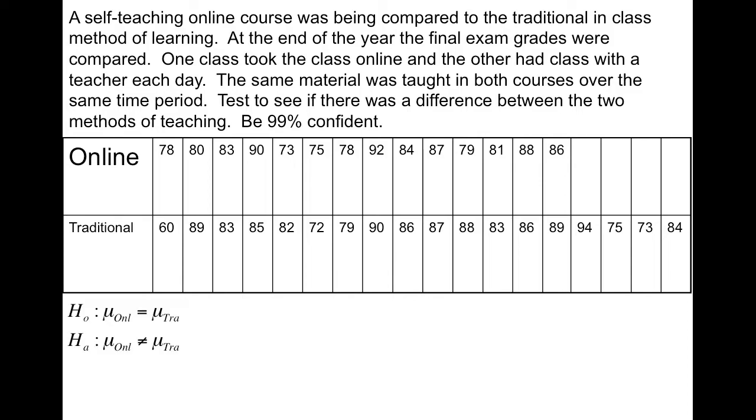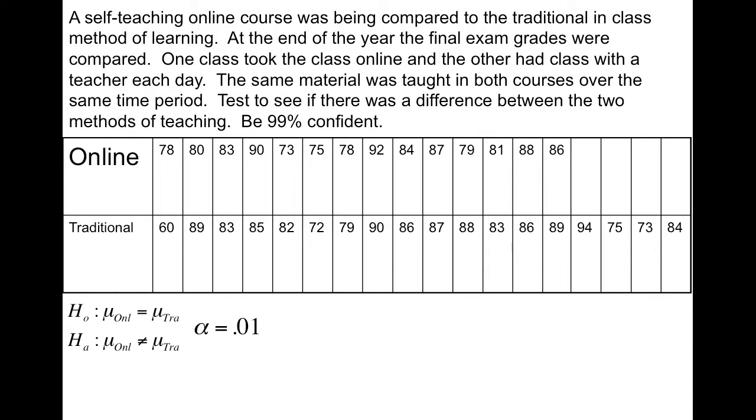So again, start off the same way. We need our null and alternate. So I have mu of online equals mu traditional. I just abbreviated them both a little bit. And all it wants to know is there a difference. So you're not saying one's greater than the other. Just the difference means not equal to. So I have mu online not equal to mu traditional. We're 99% confident, so our alpha level is 0.01. And now we have to go to our p-value.